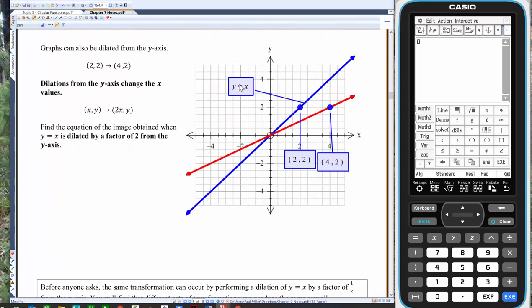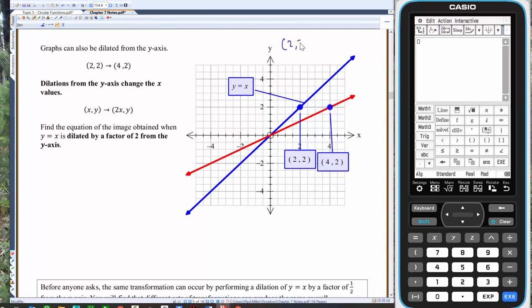So let's have a look at another one. We can also dilate from the y-axis. So notice that before, what we did was dilate from the x-axis, and now what we can do is go from the y-axis. So notice here that this coordinate point (2, 2) becomes the coordinate point (4, 2) after a dilation by factor 2 from the y-axis.